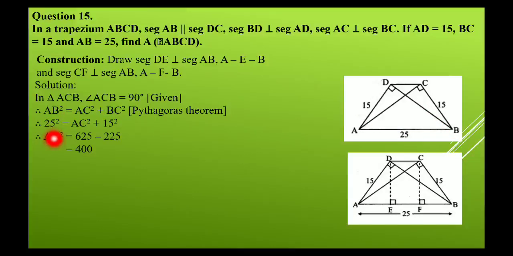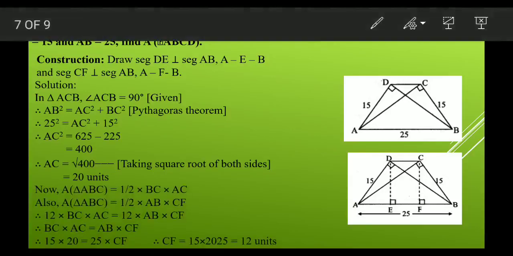We know that AB value is 25, AC value we don't know, AC square plus 15 square, BC value is 15. So by calculating, AC square value is 400. Therefore, AC value is how much? 20 units.